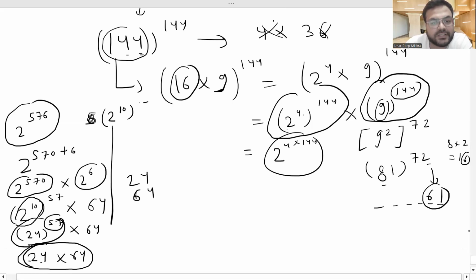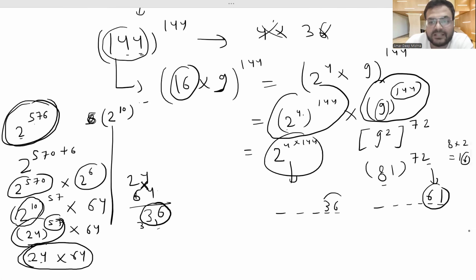So 4 4s are 16, 6 putting 1 as carry. Then cross multiplication: 6 4s are 24 and 2 4s are 8. So 24 plus 8 is 32. 32 plus 1 is 33. So it means 36. 36 are the last two digits for this 2 power 576. So I can write here 36.